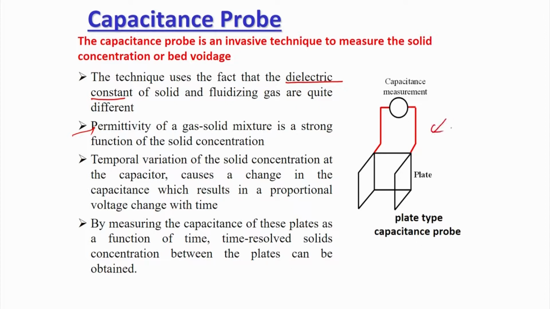This is one typical example of a capacitance probe. You take two plates, and you suspend these two plates in the system you are trying to investigate. Suppose I have a gas solid fluidized bed, I will just place these two plates here, and this will be connected with the flow. We can put it here, or we can do it this way, where this is the plate, so you will put the plate in this way.